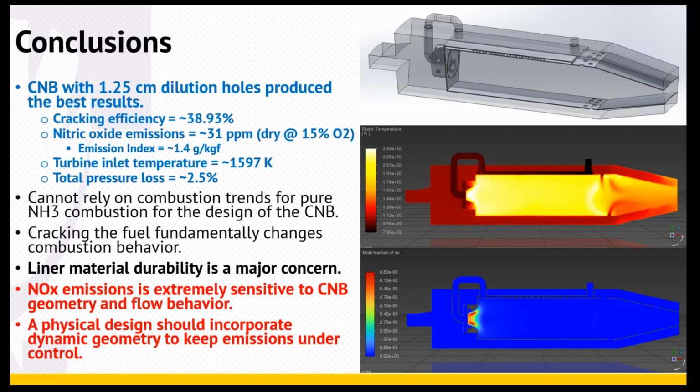And also the liner material durability is a big concern that I kind of avoided. But I definitely think that could be addressed if you took the ammonia sleeve and wrapped it around the underside of the combustor. I was not able to do that simulation because that would have exploded my cell count too much, and currently I'm not able to model that design. But that would definitely be something that I would like to do if the opportunity arises.